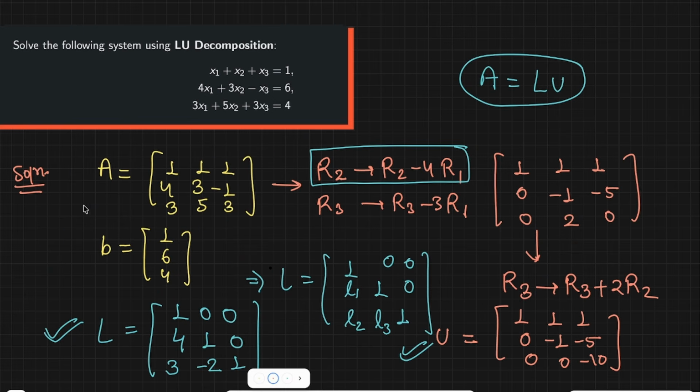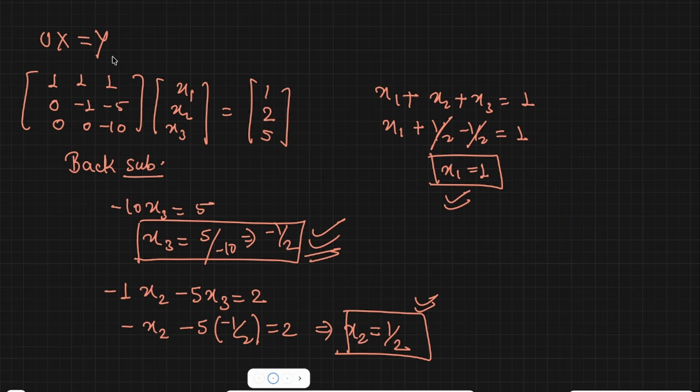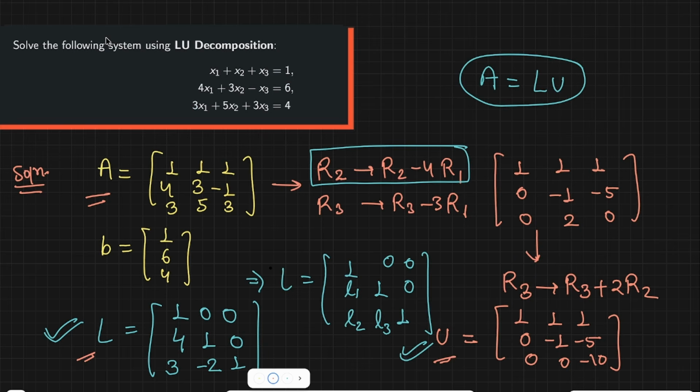First of all, you just find out A. Okay, find out L using the multipliers, and then you just simply find out this lower triangular matrix into y is equals to B. What is your y? You just find out the y and put your y is equals to upper triangular matrix, your original x into y. This is what your LU decomposition. This is very, very important, which will be asked in your exam.